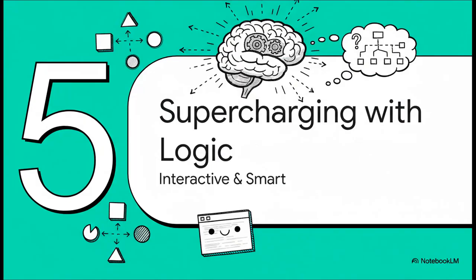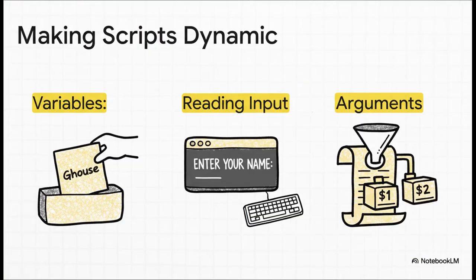Okay, having a script that just runs a list of commands is great, don't get me wrong. But you know what's even better? A script that can actually think for itself, react to things, and make decisions. So let's give our scripts a brain. And we can make our scripts interactive in a few key ways. We can use variables to store pieces of information. We can use read to literally pause the script and ask the user a question. Or we can use something called arguments, like $1, to pass information into the script right when we run it.